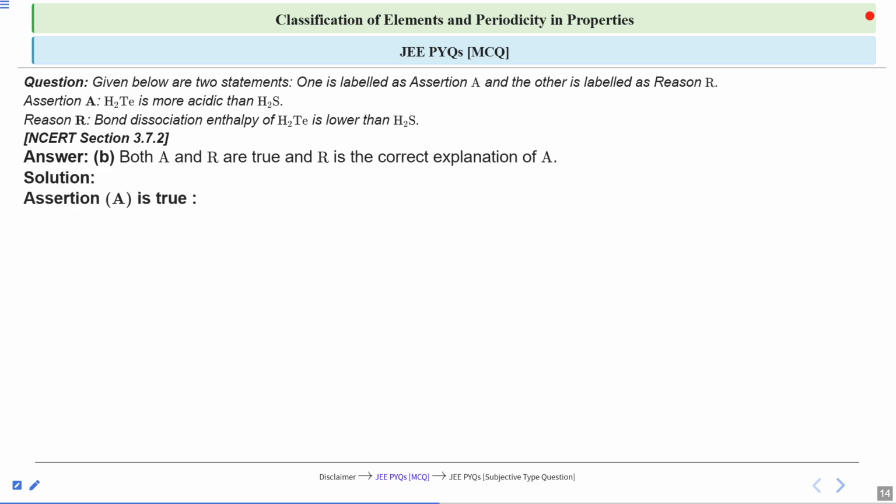It's very simple. You just have to know what acidity is. Acidity is the tendency to lose the H plus ion. The easier it is for the compound to lose the H plus ion, the more acidic the compound is. Now, it is seen that acidity of the hydrides increases down the group. So if you have a hydride belonging to a lower member of the group, then it will be more acidic. What is the reason behind it?